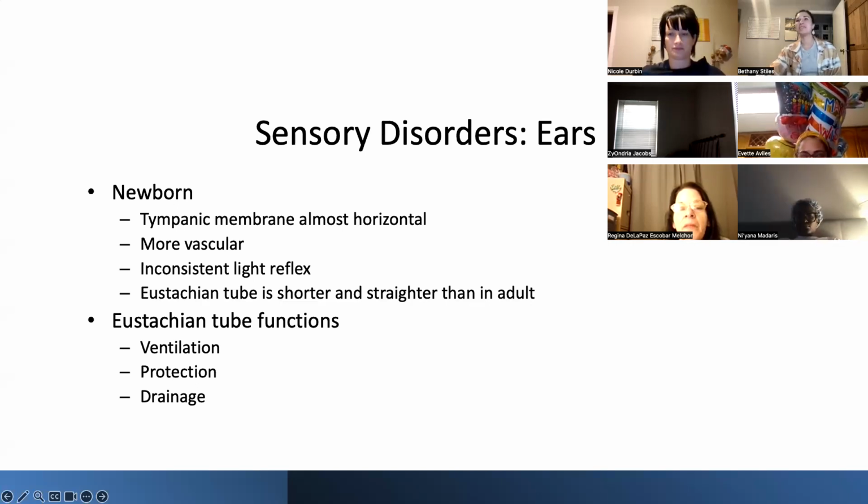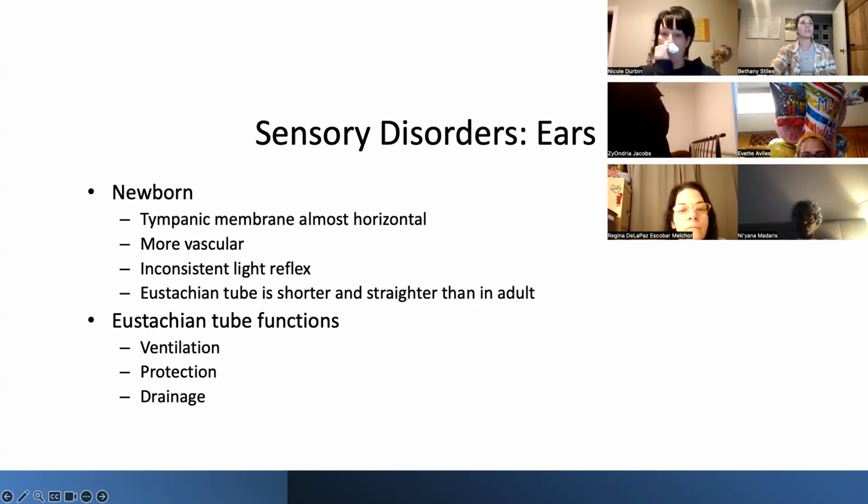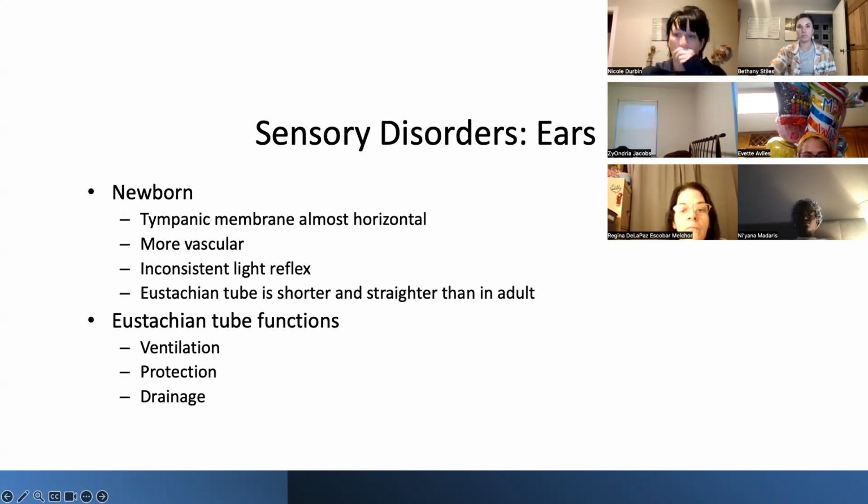Okay, so moving on to sensory disorders, starting with our ears. We have differences between our immature newborn ears and our adult ears. The big thing being that our tympanic membrane is almost horizontal, and it's going to be a lot more vascular. They have an inconsistent light reflex, and they have shorter, straighter eustachian tubes than adults do. So that's why when you're giving ear drops to infants, you pull down and back to straighten out their ear, instead of in older kids and adults where you pull up and back to straighten out their ear canal.